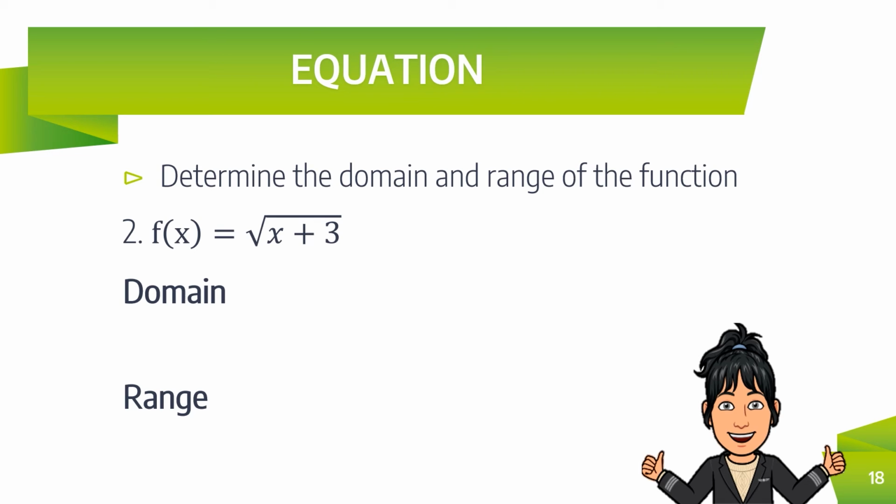Equation number 2: f of x equals the square root of x plus 3. What is its domain and range? Remember, we cannot take the square root of a negative number. It is called imaginary. So whatever is under the square root must be greater than or equal to 0. So we have x plus 3 is greater than or equal to 0. Taking its additive inverse, we have x is greater than or equal to -3. Therefore, the domain is the set of x such that x is greater than or equal to -3.